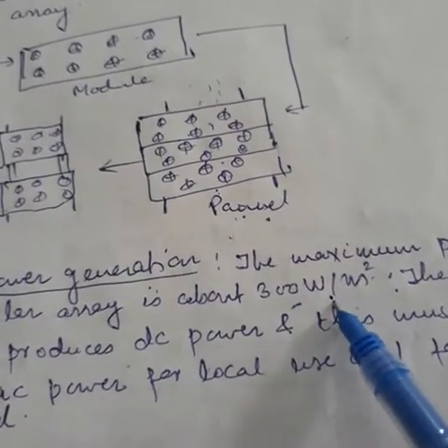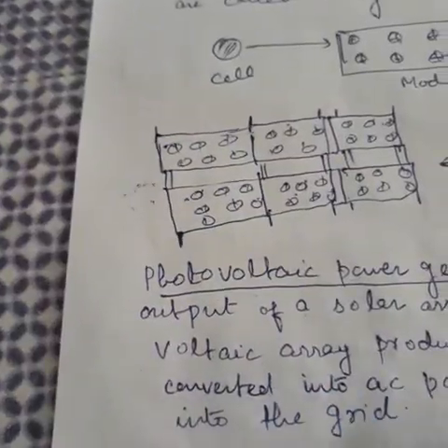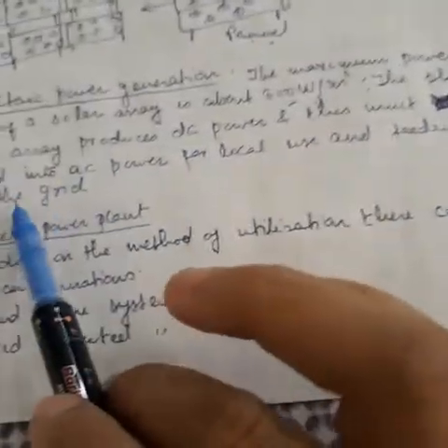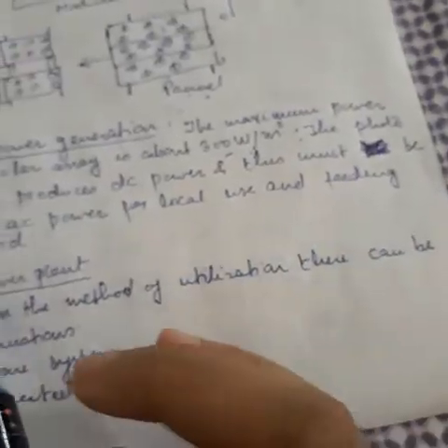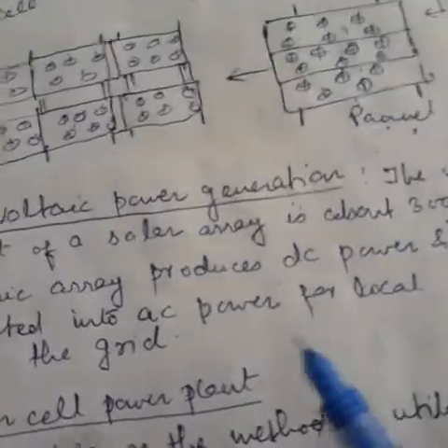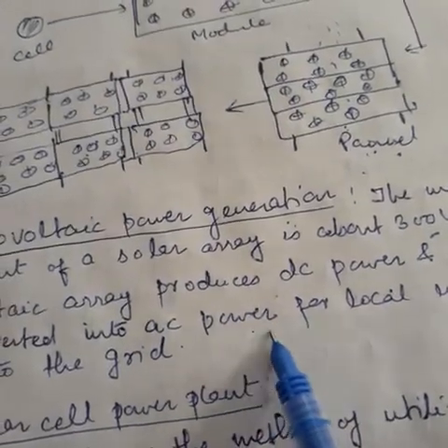So this is the unit of the intensity of solar radiation. The photovoltaic array produces DC power, and this must be converted into AC power for local use and feeding into the grid. It means that the photovoltaic array produces DC power, and this must be converted into AC power.